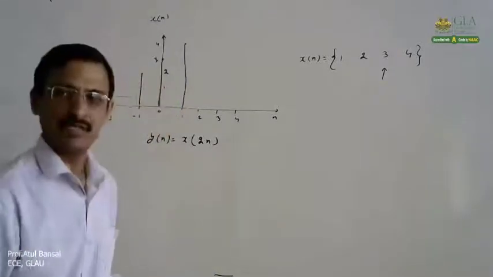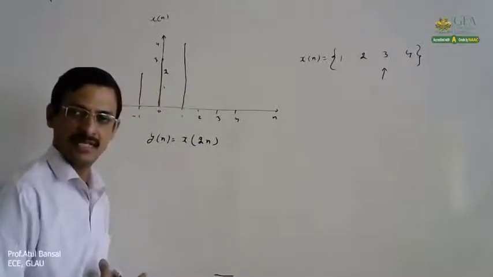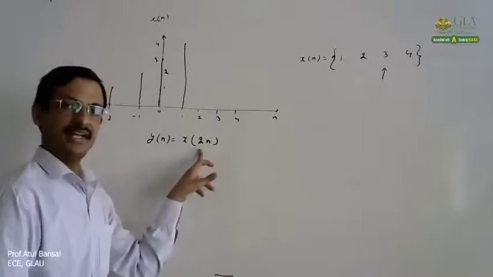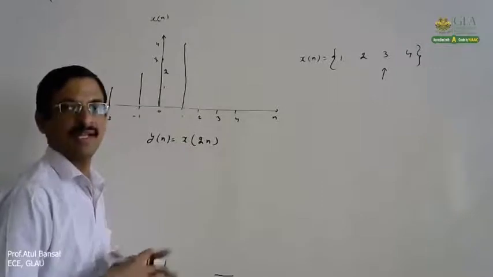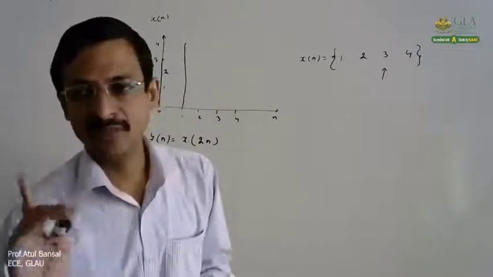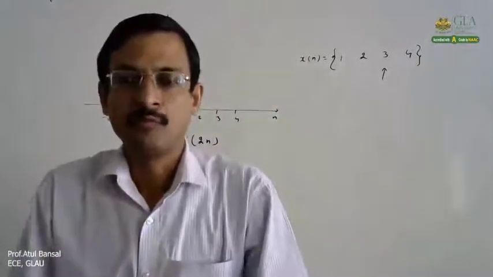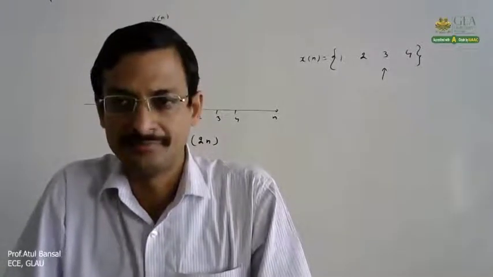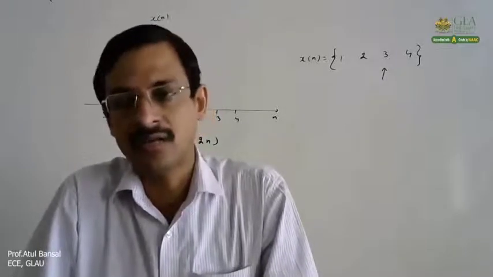So A greater than 1 and A less than 1. When A was greater than 1, signal was getting compressed. A less than 1, signal was getting expanded. Same thing will happen over here. This A is 2, greater than 1, so signal will get compressed. And when A is less than 1, signal will get expanded. But here, there is one very important point. Because it is discrete time, when the signal gets compressed, some of the values will get lost. And when the signal gets expanded, some additional values will come into the picture.